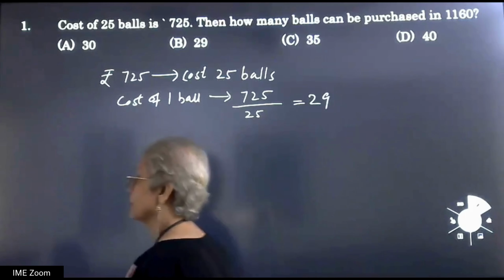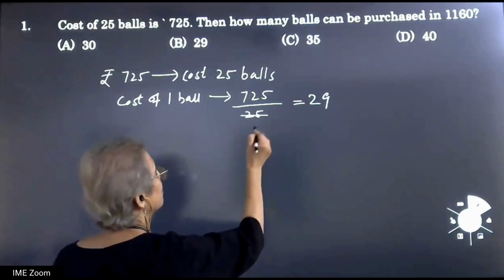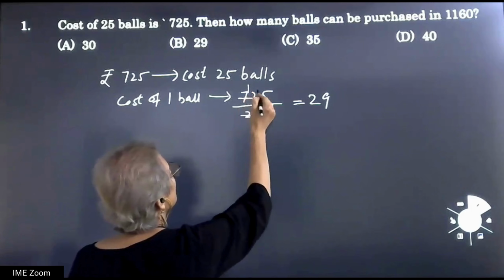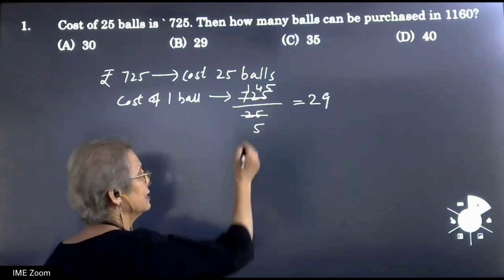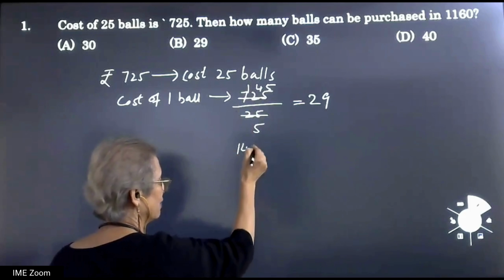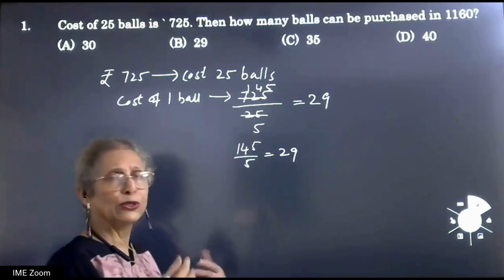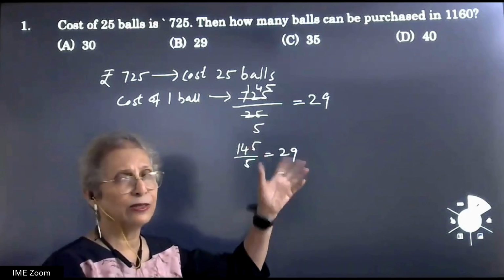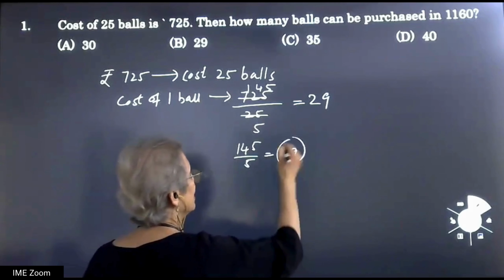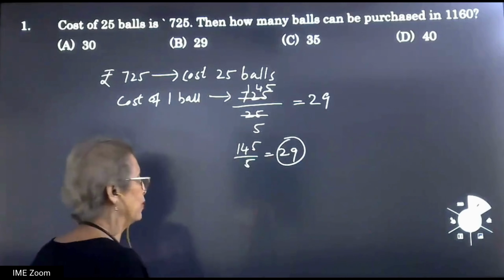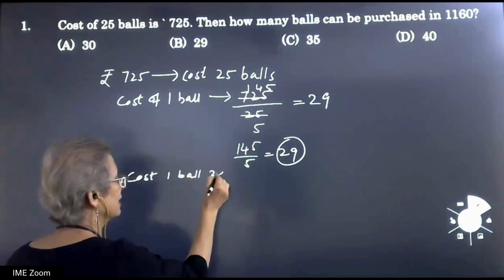You have to do division. This division you can do by any method. You can simplify like this also. First divide by 5: 5 fives are, 5 ones are, then 5 fours are, and 5 fives. And then divide, that is 145 upon 5. So that is 5 twos are and nines are. Or you do actual division. This simplification you can do by any method. So the answer is 29. So what is this? This is the cost of one ball. Now the cost of one ball is 29.